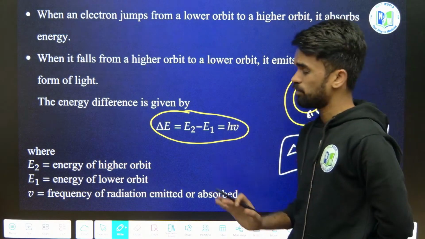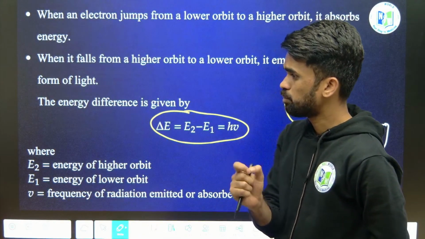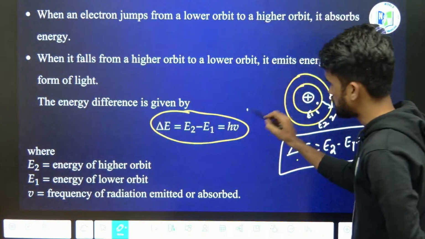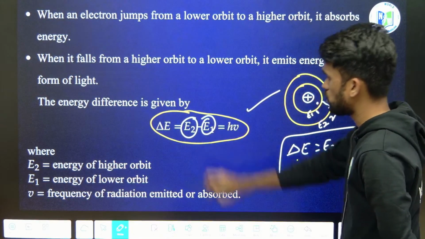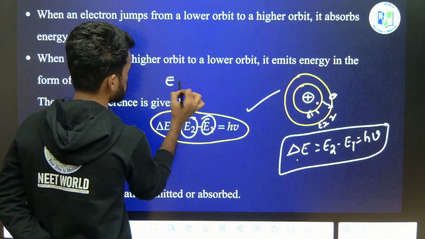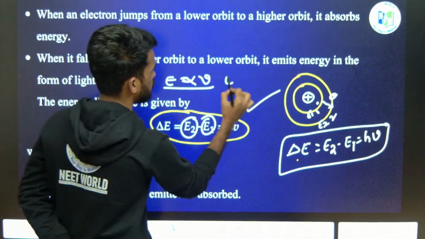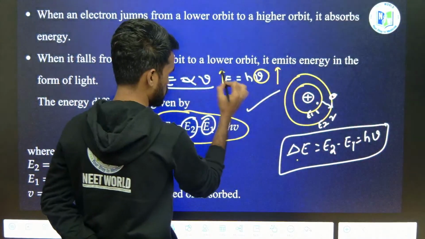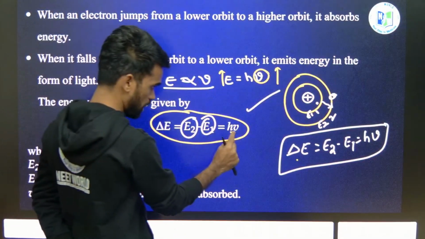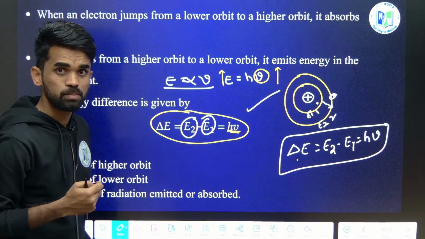Whatever postulates we have discussed till now, everything must be mentioned, then only you will get good marks in the exam. This is for higher energy, this is for lower energy. Now, I hope you know that energy is associated with some frequency. We write E equals h nu. Nu means frequency, so the more the frequency, the more the energy. Every energy is associated with some frequency. Nu represents frequency, and h represents Planck's constant.